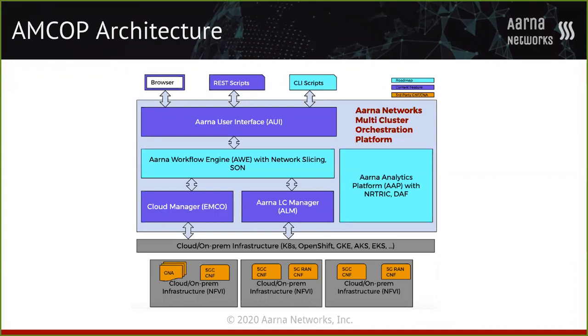And within our AMCOP distribution, we have MCO, which is a cloud manager interface. And then we have Aarna lifecycle manager, LCM, which is the core component that interacts with our workflow engine. And the workflow engine capabilities are exported as an inbound or northbound API for OSS or BSS. You can consume it through our UI, or you can directly invoke our REST APIs to integrate with your existing OSS and BSS. And we do have an analytics platform, which we call AAP, which comes with NRRIC and DAF platform included, which is just an overall view, and we will not discuss too much on this component.